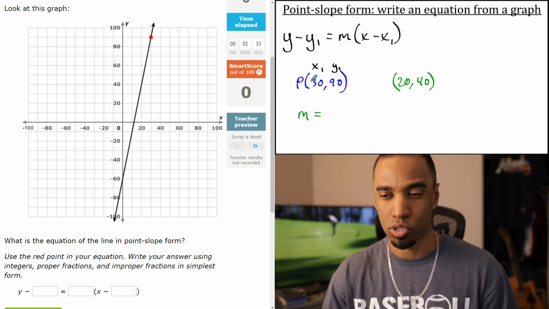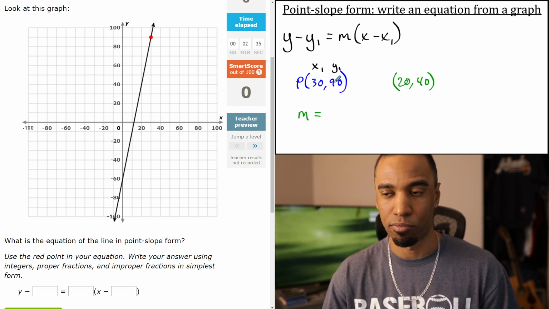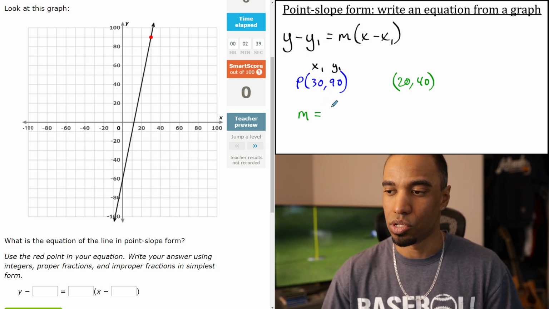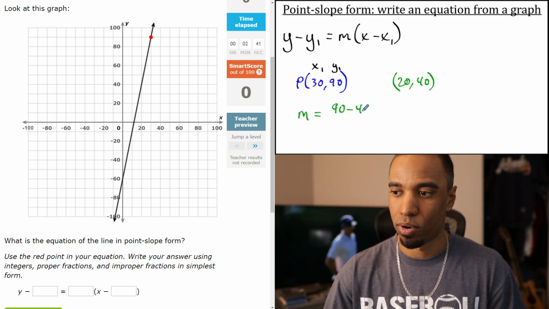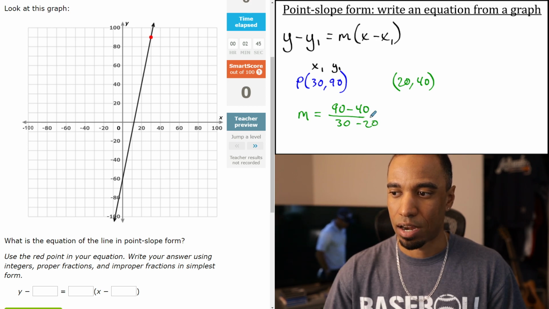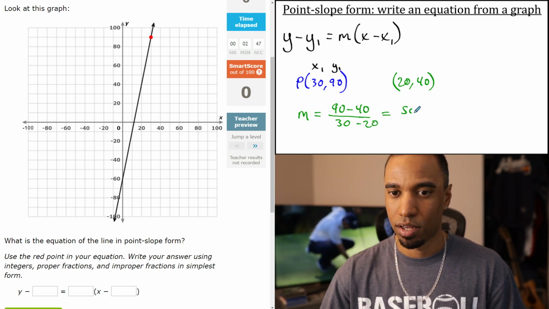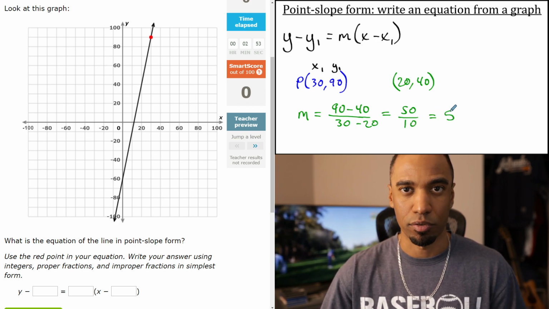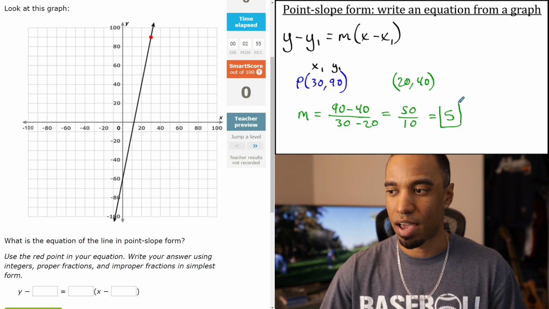I'm doing a run from 20 to 30. I'm doing a rise from 40 to 90. So you can subtract these. You can do 90 minus 40 over 30 minus 20, and that'll show the change in y of 50, the change in run of 10, 50 over 10 becomes 5, 5 over 1, or 5. So my slope can be 5 in this equation.